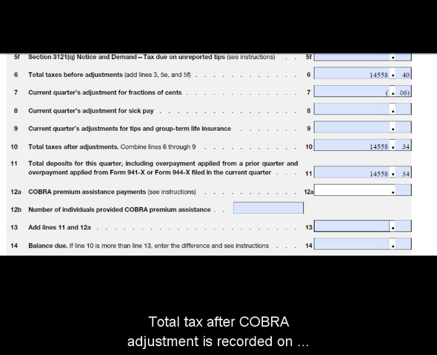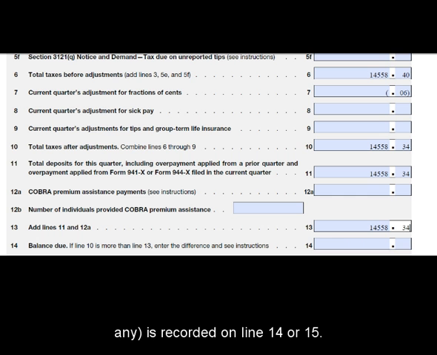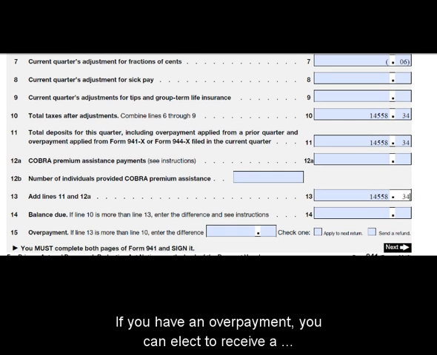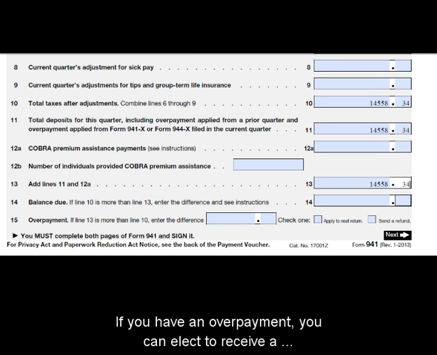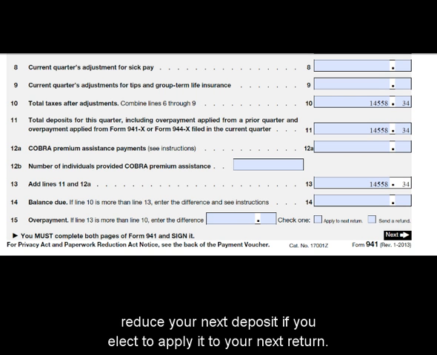Total tax after COBRA adjustment is recorded on line 13, and the balance due, if any, or overpayment, if any, is recorded on line 14 or 15. If you have an overpayment, you can elect to receive a refund or to apply it to your next return. Just remember to reduce your next deposit if you elect to apply it to your next return.